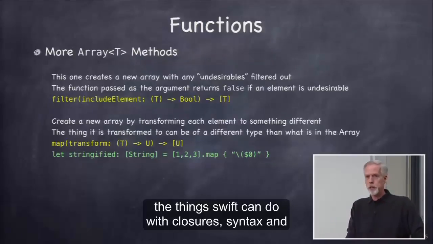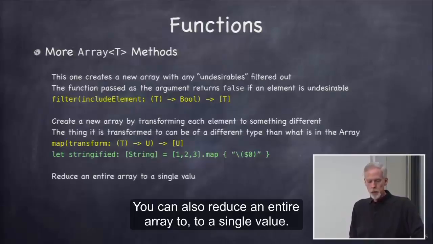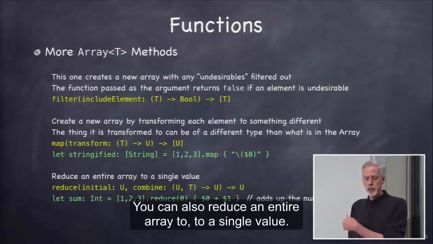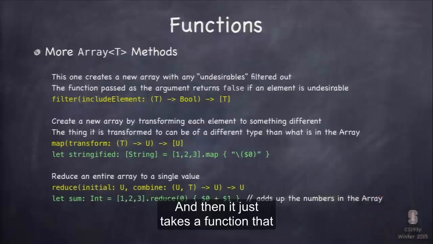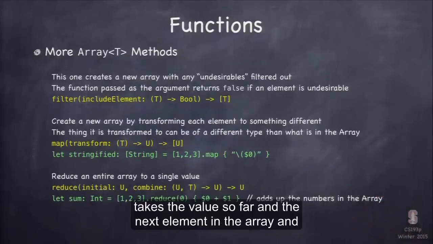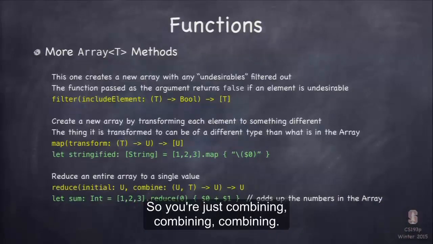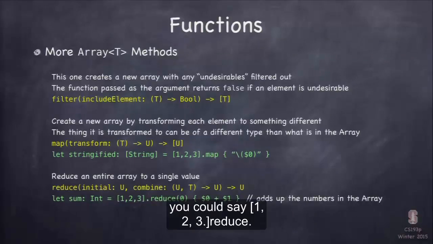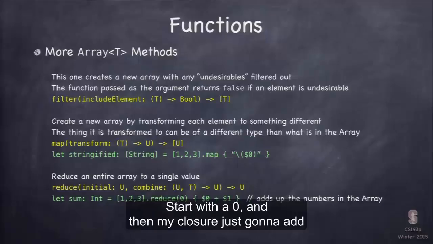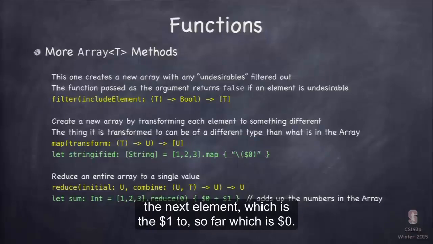So you really want to take advantage of some of the things Swift can do with closures, syntax, and things like that. You can also reduce an entire array to a single value. So this one takes an argument which is the initial value you want to start with, and then it just takes a function that takes the value so far and the next element in the array, and you return what the combination is. So you're just combining, combining, combining. So for example, if you wanted to add up an array, you could say 1, 2, 3 dot reduce, start with a 0, and then my closure is just going to add the next element, which is the $1, to so far, which is $0.